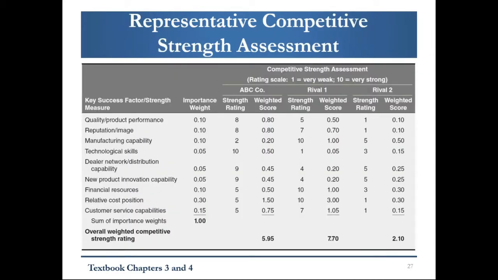Once again, the importance weights add up to 1, so 100%. Here, I don't even know what company this is, but they've got a list of 10 or so key success factors. Their biggest success factor is the relative cost position, their cost position versus their competitors.